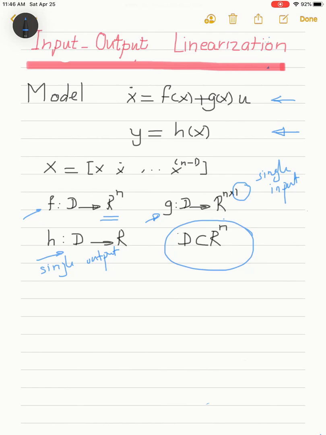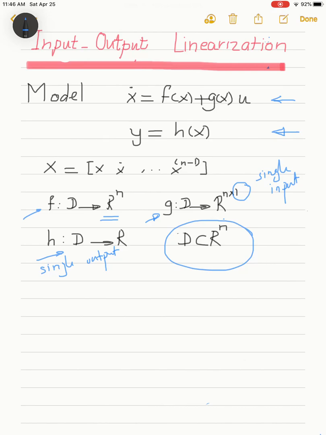Now, when we design feedback linearization based on the output equation, we take the derivatives of the output y, and we continue taking the derivative until u appears in the differential equation, and then we design the controller. Now, there are two possible cases that we could face.